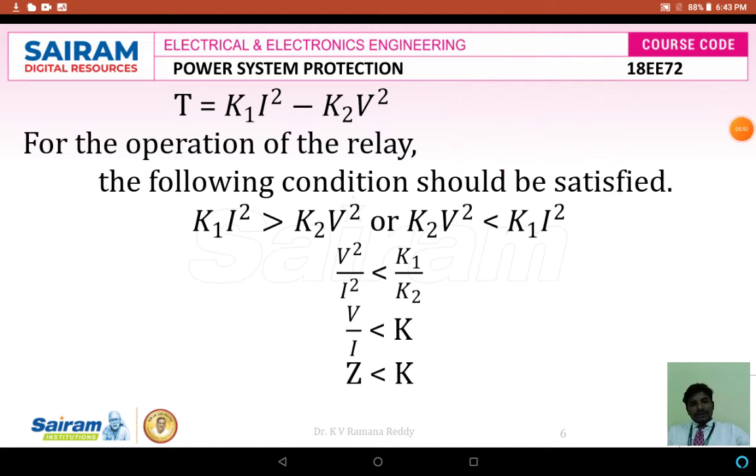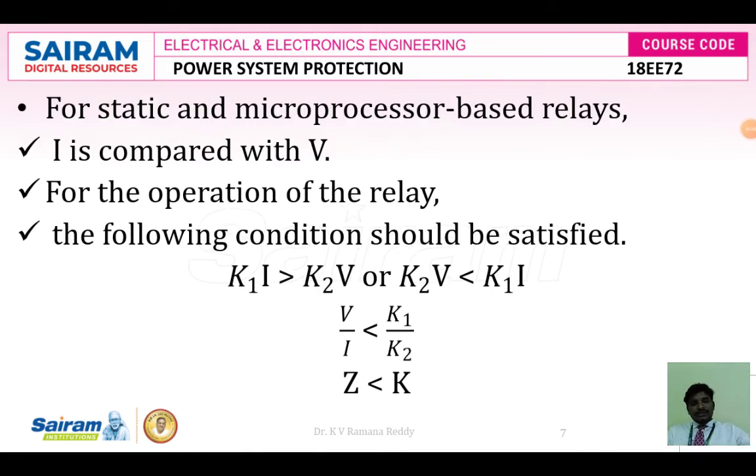So here we can conclude that the condition to satisfy for the operation of the relay is that the impedance value should be less than K. Then the relay will function and generate the trip signal to the circuit breaker to isolate the faulty section of the system from the healthy section of the system.